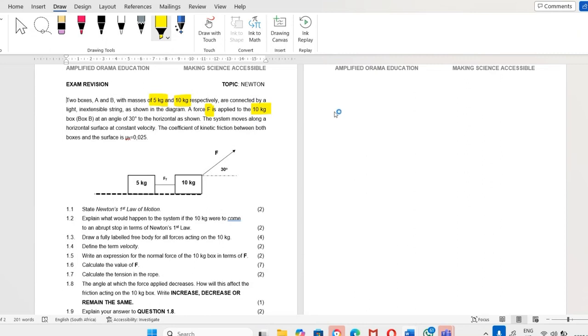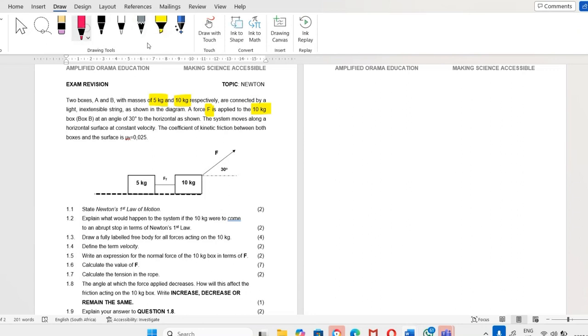But according to Newton's first law, the inertia of the 5 kg box continues to cause the box to move in a straight line with its original velocity, the velocity it was traveling with just before the 10 kg box comes to an abrupt stop.